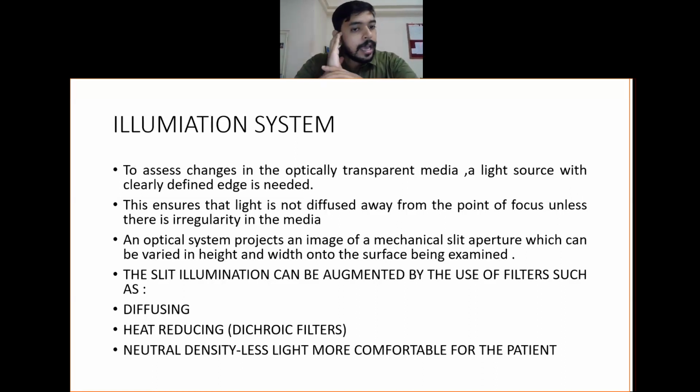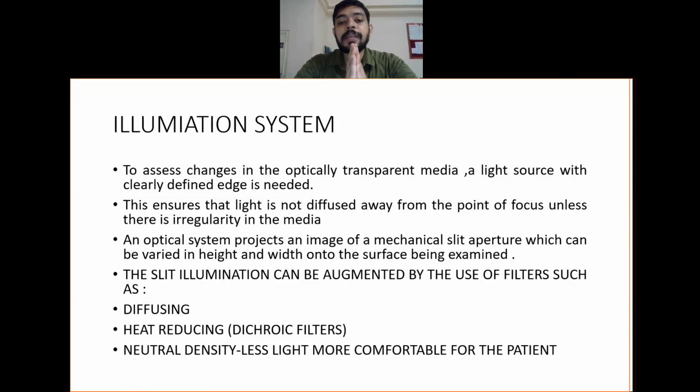An optical system projects an image of a mechanical slit aperture which can be varied in height and width onto the surface being examined. We'll have a mechanical slit aperture. With the help of that slit aperture, we can turn a circularly projected light into a slit with different width as well as different height.